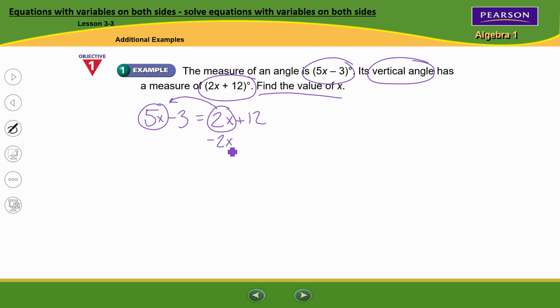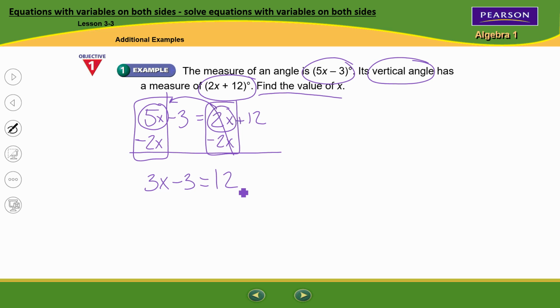So if I do that on the right side of the equal sign, I have to do it on the left side of the equal sign. And I want to make sure I line them up correctly. Notice I've lined up the x's here and the x's here. Do a little bit of math. These two x's are now 0. 5x minus 2x on the left is 3x. Bring down the minus 3. Bring down the equal sign. Bring down the 12. Look what we got now.